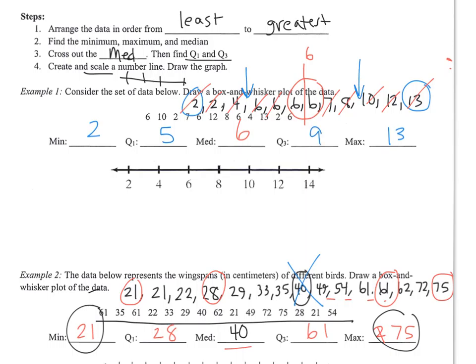So now I'm going to put my data points down. 2, 5, 6, 9, 13. The whiskers are the two end segments. And then the box is like this. And we don't have any direction as far as what these represent, so I don't need a title. So this is my answer.